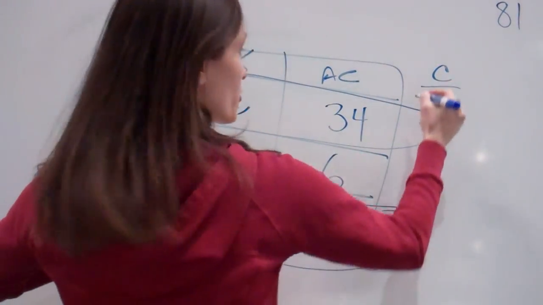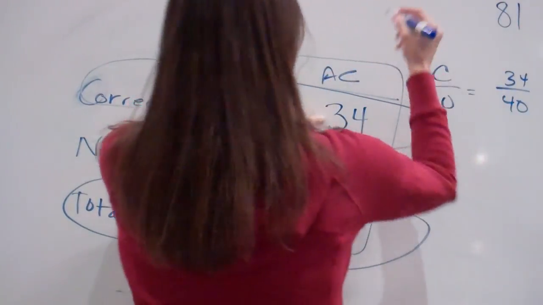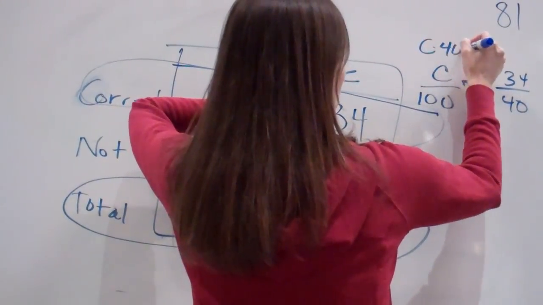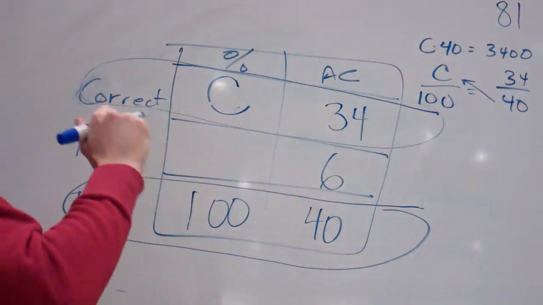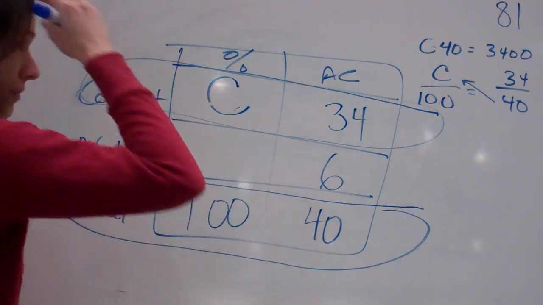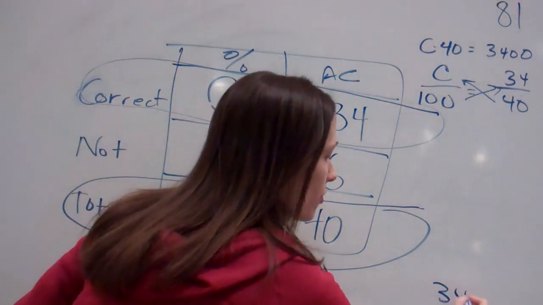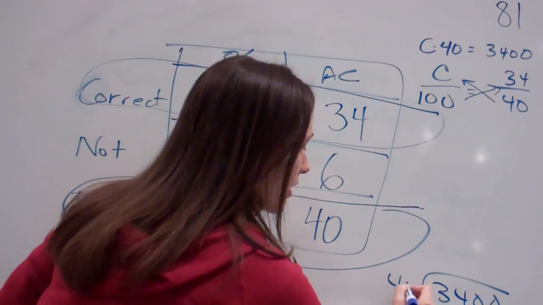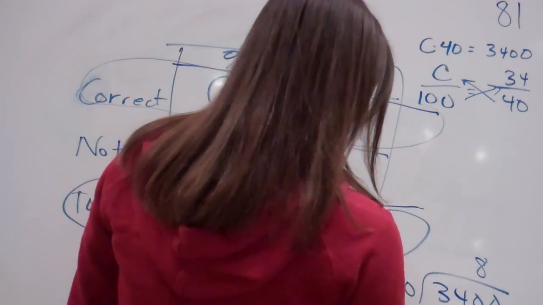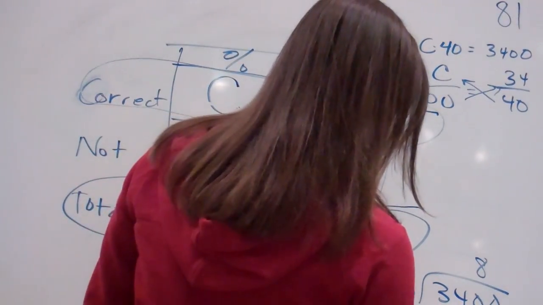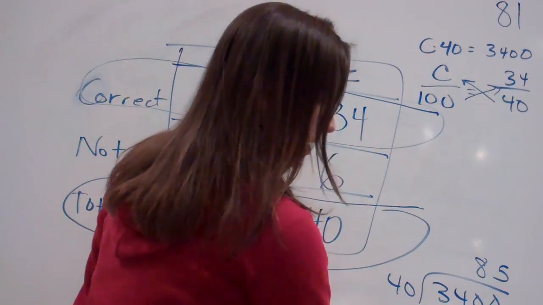C over 100 equals 34 over 40. Okay? So that's going to give us C times 40 equals 3,400. Okay? What do I do to get the answer on that one? Anybody know? Cross multiply. Well, I did that already. You divide. I divide 3,400 divided by 40. And let's try 8. 320, and 40 will go into 200 5 times. Yep. Everybody else get 85?